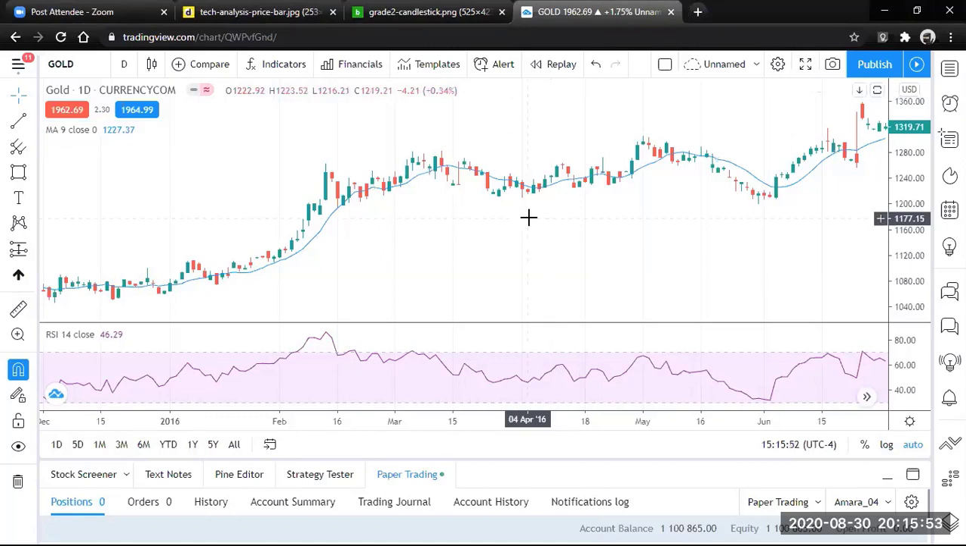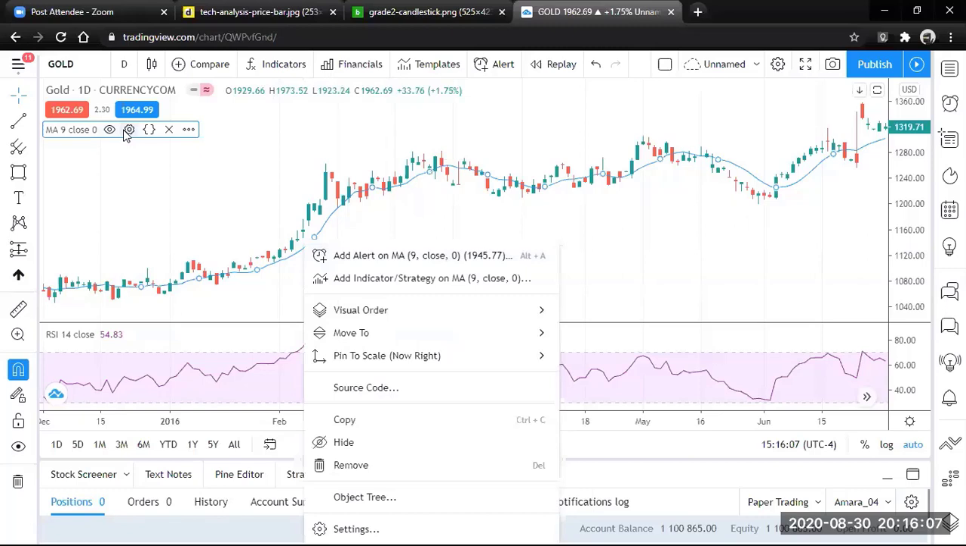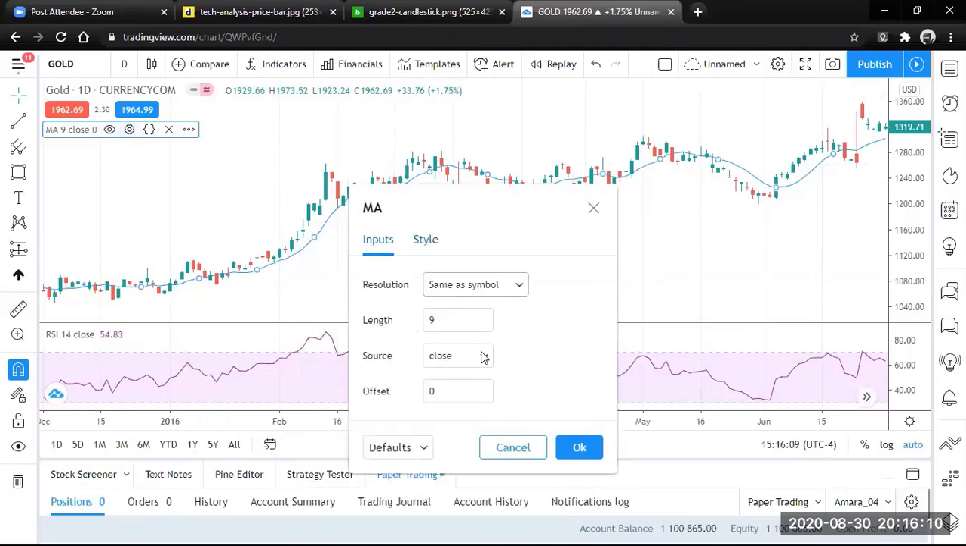Now, a moving average is basically this one here. If you look at the top left corner of my screen, you see it says MA 9 close. The 9 here is called the period. And for this moving average, you see in the inputs: length 9, source close. Let me explain what these mean. The moving average is simply the average of the close. The source is the close. So it's the average of the close of, let me show you.